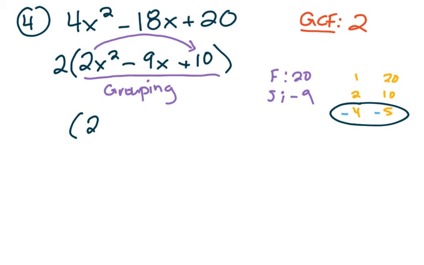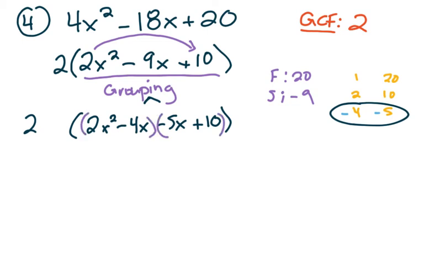So we'll keep this 2 as a GCF on the outside. And then we split the negative 9x. So 2x squared minus 4x minus 5x plus 10. And then we'll group these and factor out our greatest common factor. So our greatest common factor between this first parenthesis of 2x squared minus 4x would be a 2x. And this would leave me with an x minus 2.